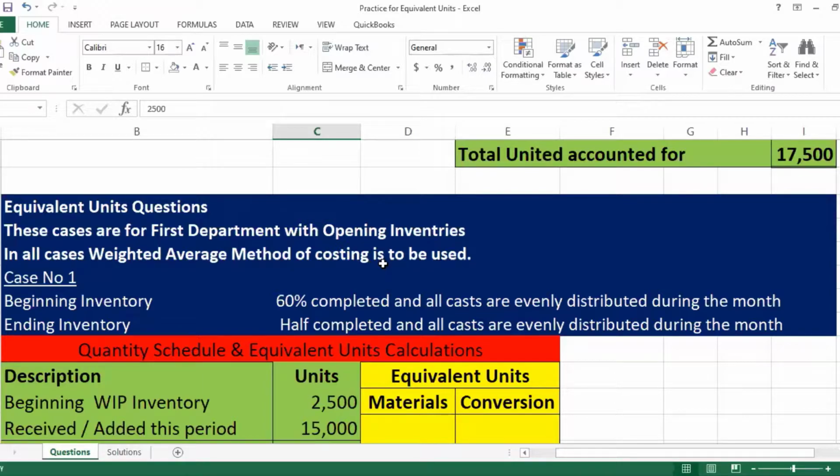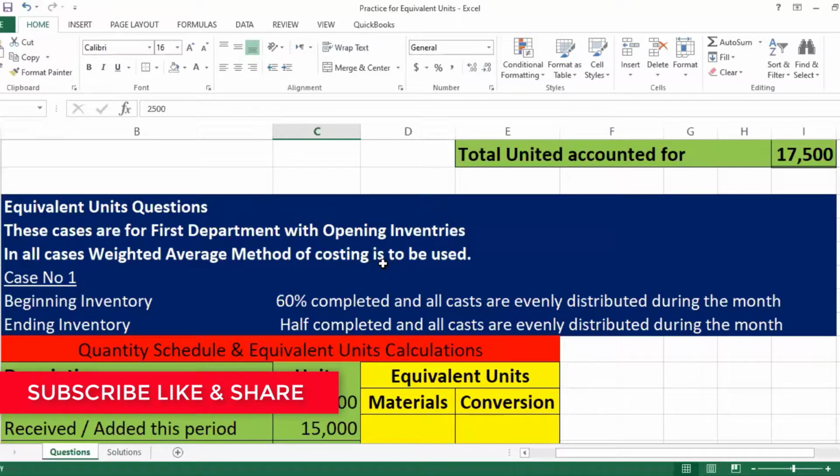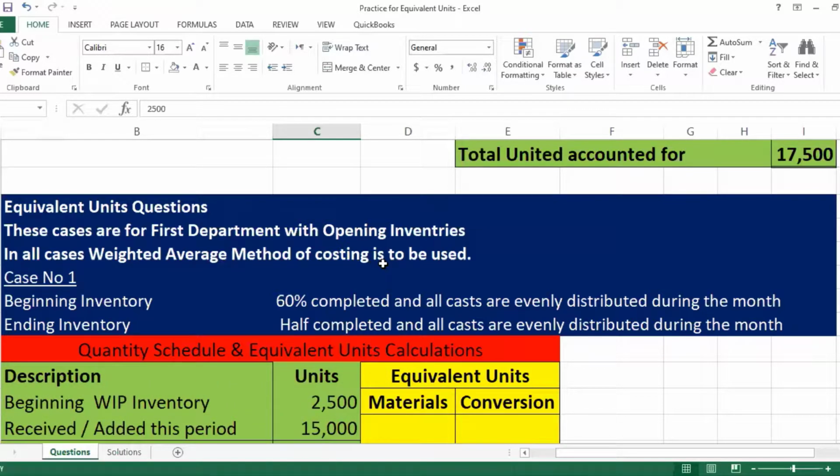We have a detailed discussion on that in our previous lectures, and I have already shared all those videos with you. You can consult those videos for understanding the basic concepts of equivalent units and the calculation of equivalent units under the weighted average method. And definitely we will be having discussions on the other method, that is the first in first out method, and by using the first in first out method, we will be doing our equivalent units calculations.